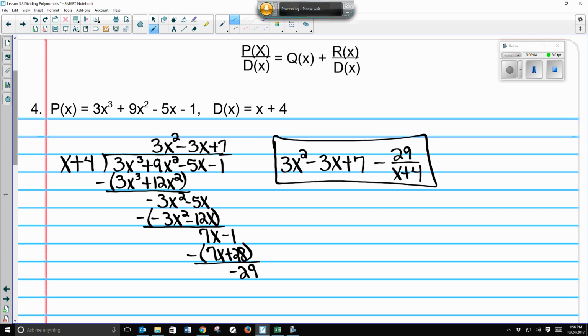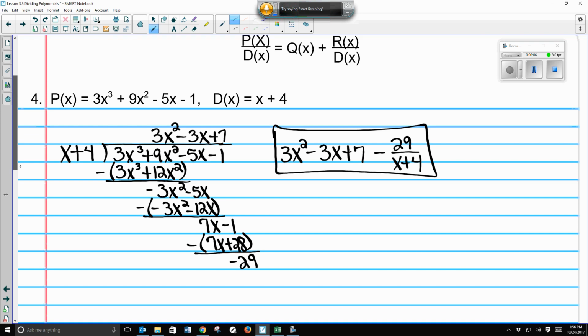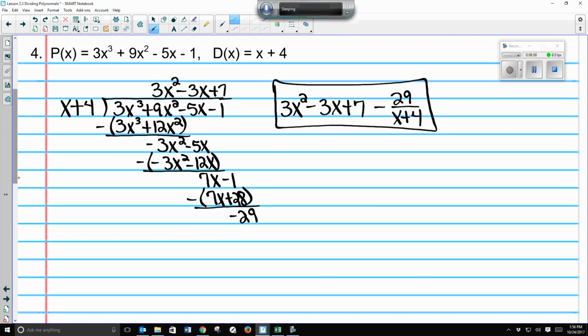So, let's take a look at synthetic division. I think you will like it.